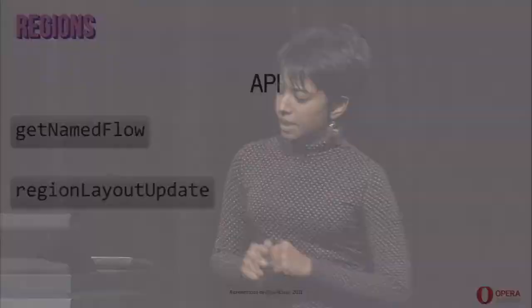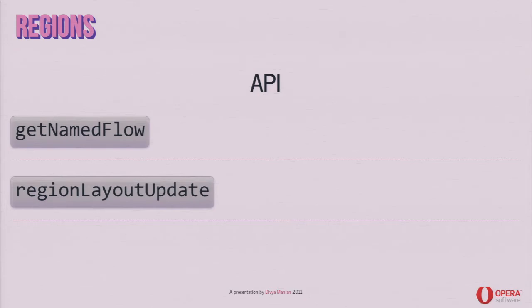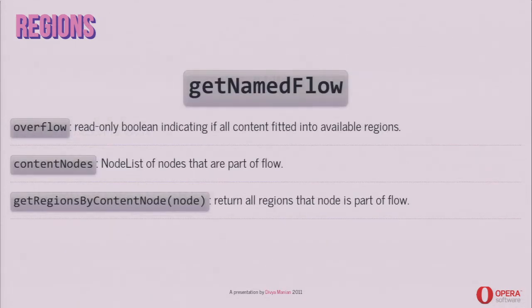There is also an API, and there are 2 interfaces that are provided: getNamedFlow, and then there is an event called regionlayoutupdate. So when you have the getNamedFlow API, what it shows you is that it has 3 properties.